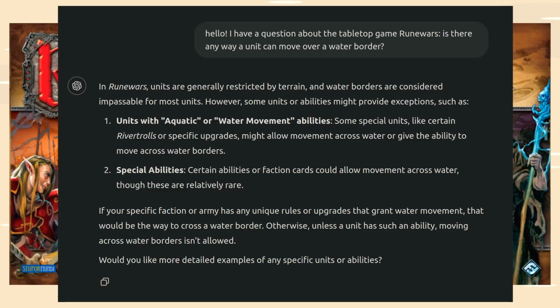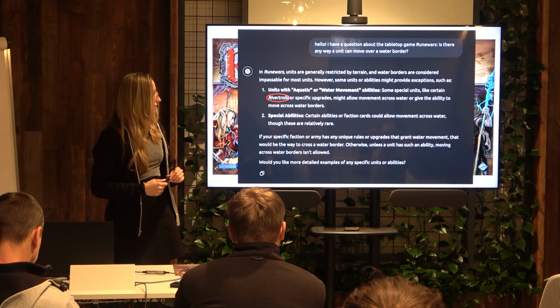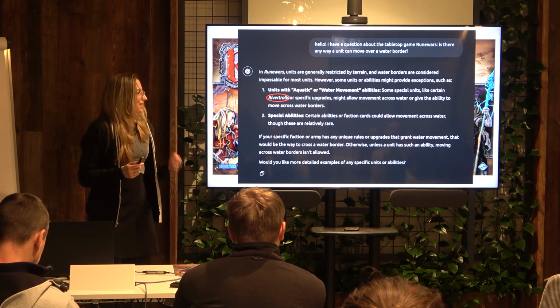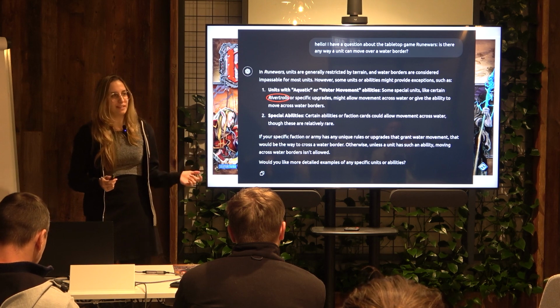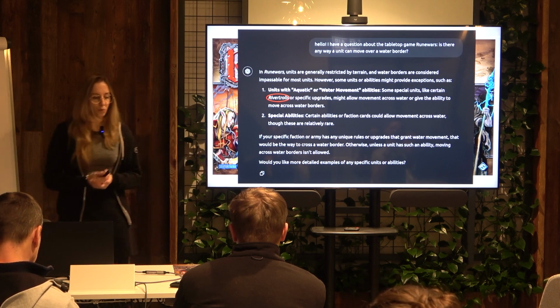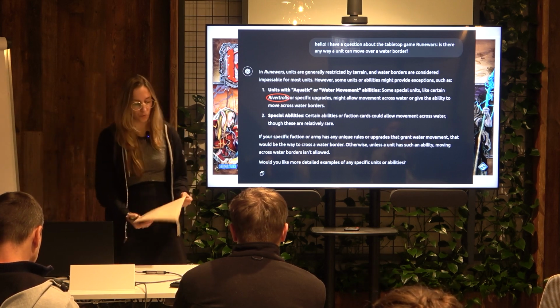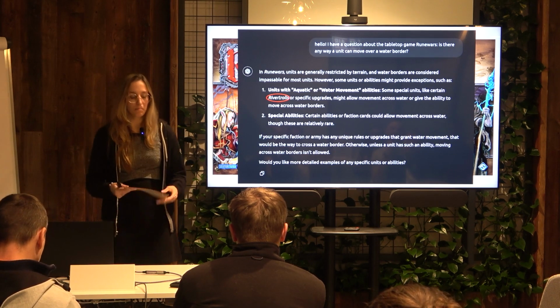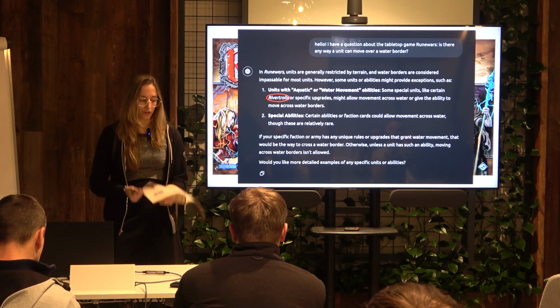ChatGPT, instead of suggesting any of these three, makes up the river trolls, which is a completely made-up type of unit that doesn't exist in the game or any of the expansions. I suspect it got this from some Warhammer expansion. I don't know. So with this, we've proven that ChatGPT doesn't know anything about Rune Wars. So how do we take this manual and ask an LLM to extract information from here?